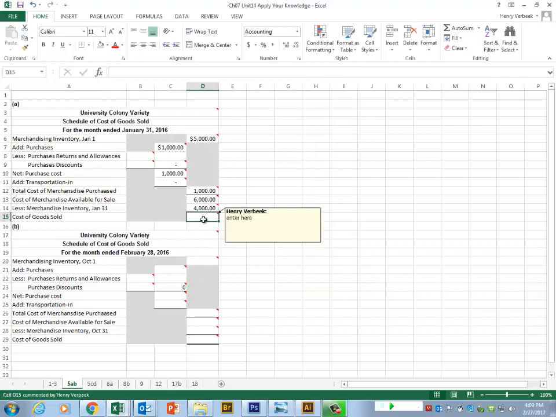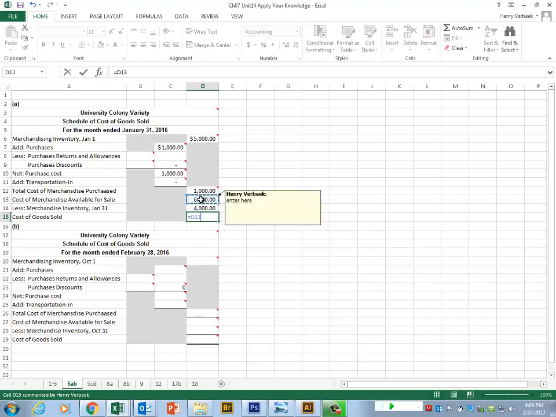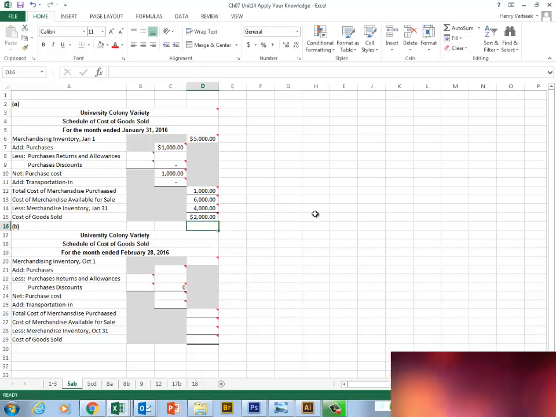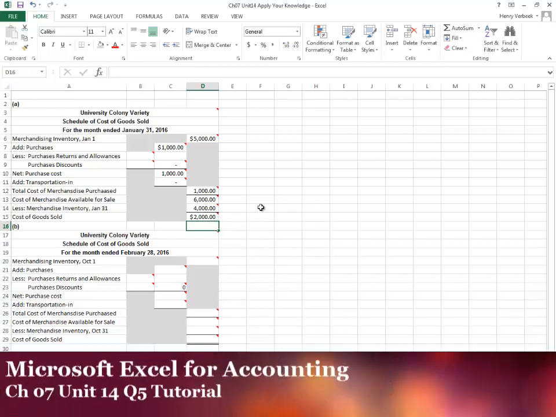So then this one is going to be equals this, because the cost of goods sold is going to be the cost of the merchandise available minus how much we still have left, which is the merchandise on January 31st. So then we can see we sold $2,000 worth. And that is how you do a simple schedule of costs of goods sold.